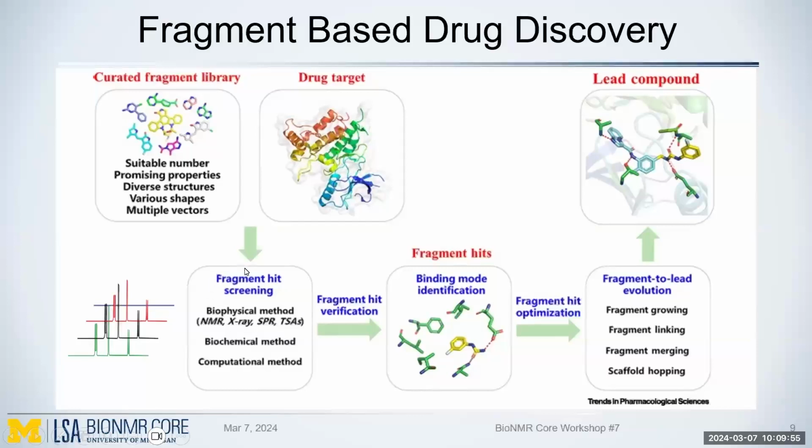Then you can go through this fragment screening process, and NMR is one of the methods that can be used for fragment screening. So we use those 1D ligand observed experiments to identify which ligands bind to the drug target. Also, there are other methods available like X-ray, SPR, TSA, and so on. So together with those methods, you can verify those fragment hits and also identify their binding mode. And then by fragment hit optimization, like fragment growing, linking, merging, and so on, eventually you can develop a lead compound that can bind to the drug target with very high affinity.